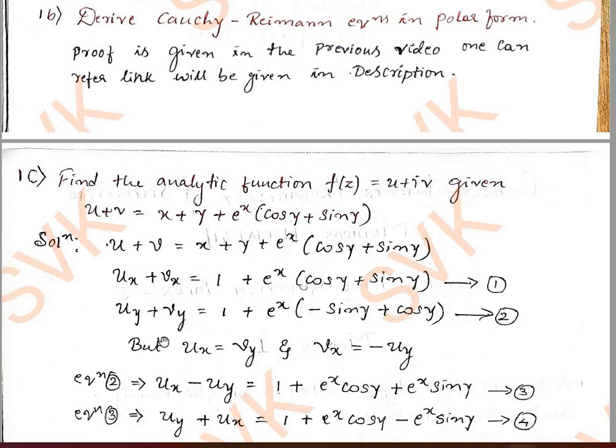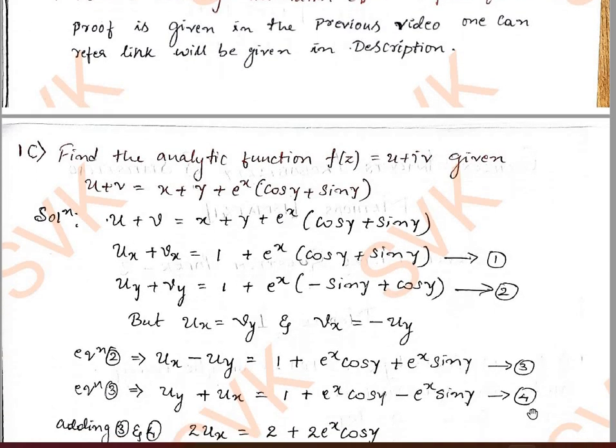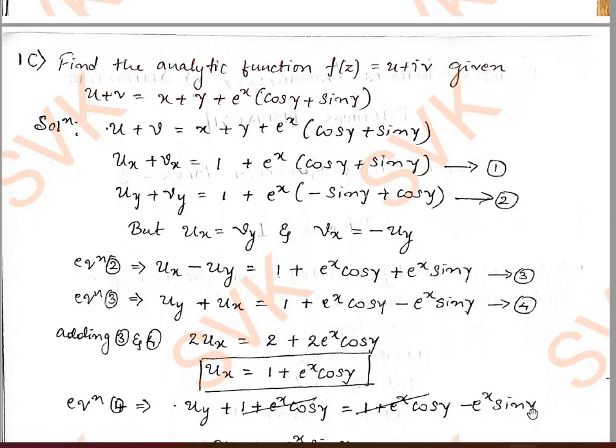In equation 2, v_y is replaced by u_x. v_y is nothing but u_x. In the first equation, v_x is nothing but minus u_y. That is what we have done and I have named those as equations 3 and 4. Now I am going to solve these two equations 3 and 4.